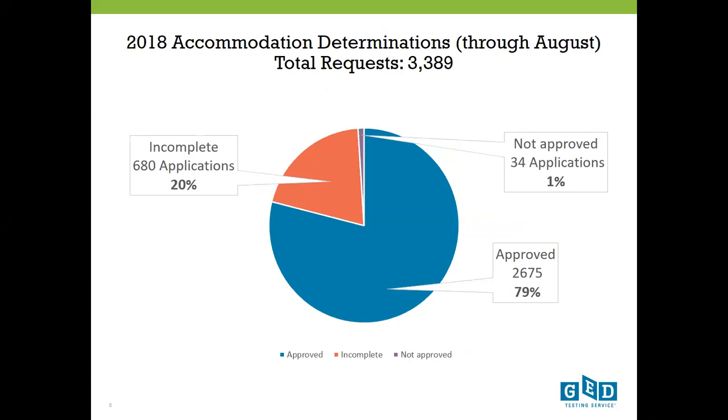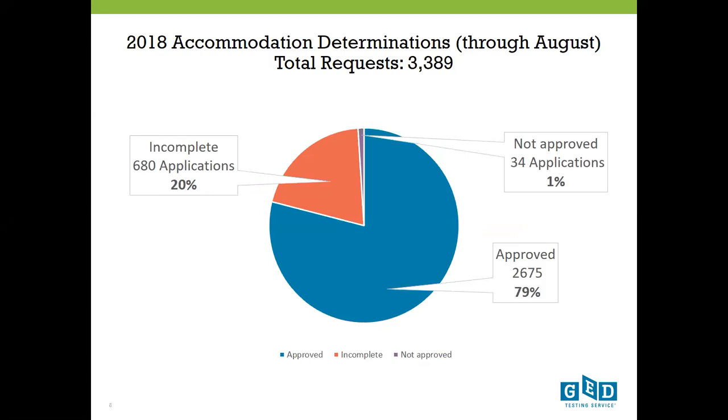Just so you can see what we're up to over here at GED, through August, we have had 3,389 requests for accommodations for the GED test. 79% of those were approved or partially approved. 20% were found incomplete, and only 1% of those requests have been found not approvable. We'll talk a little bit more about the incomplete ones in a few slides.